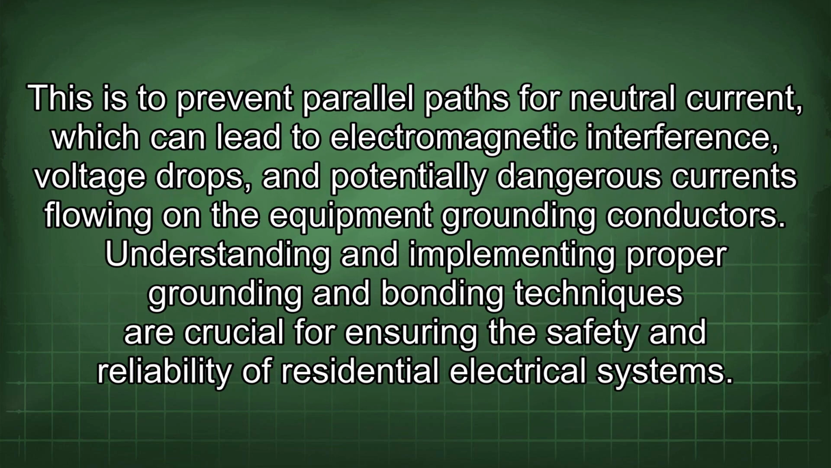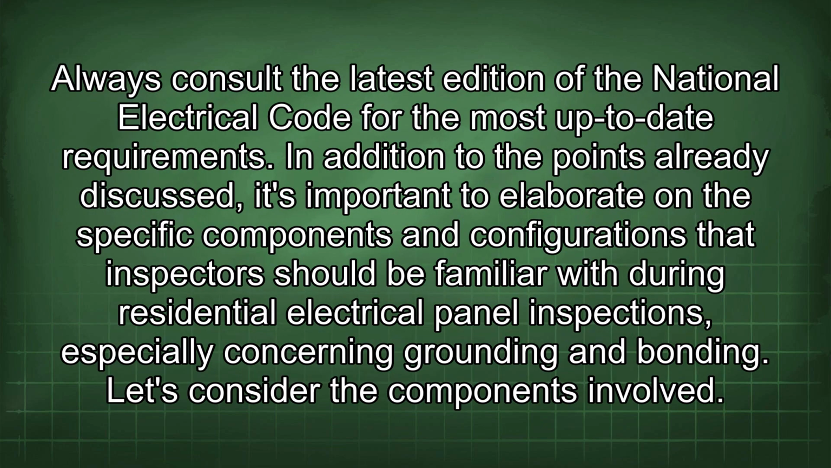This is to prevent parallel paths for neutral current, which can lead to electromagnetic interference, voltage drops, and potentially dangerous currents flowing on the equipment grounding conductors. Understanding and implementing proper grounding and bonding techniques are crucial for ensuring the safety and reliability of residential electrical systems. Always consult the latest edition of the National Electrical Code for the most up-to-date requirements.